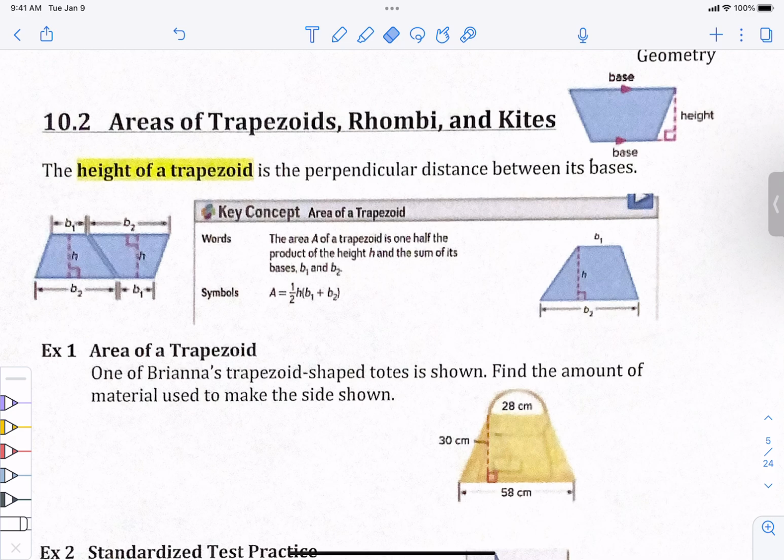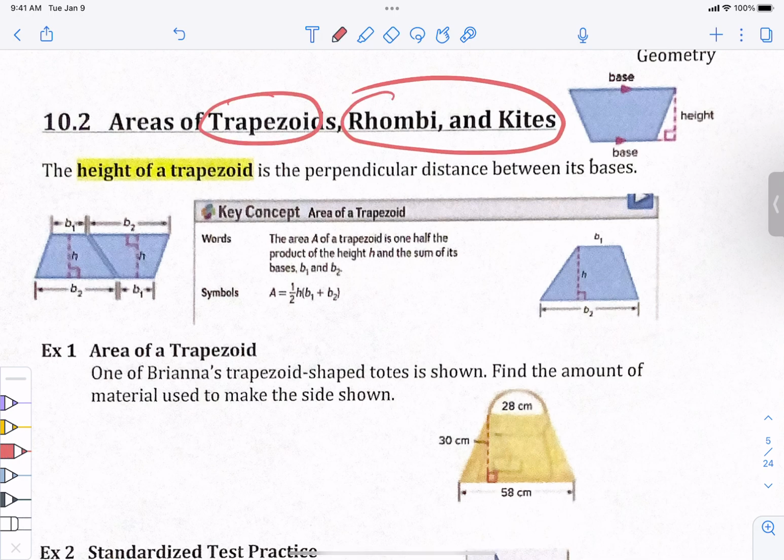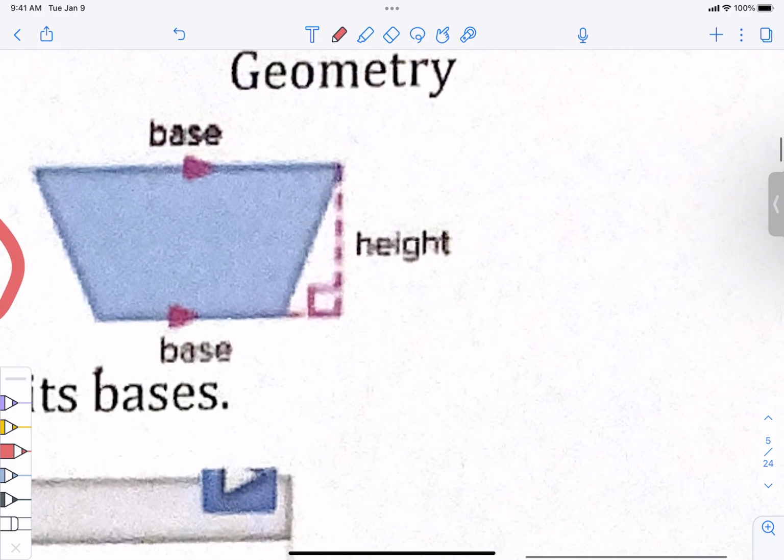All right, hey, Jake Hodson, this is 10-2, areas of trapezoids, rhombuses, and kites. There is one formula that we have for trapezoids, and then there are two that we have for rhombus and kite because they're the same one. Okay, so this is what a trapezoid looks like.